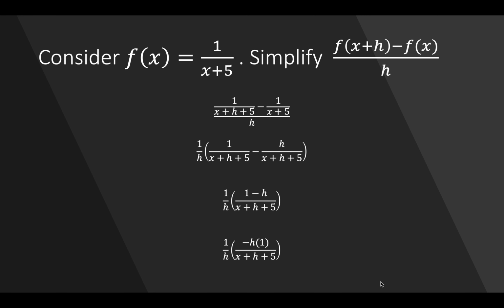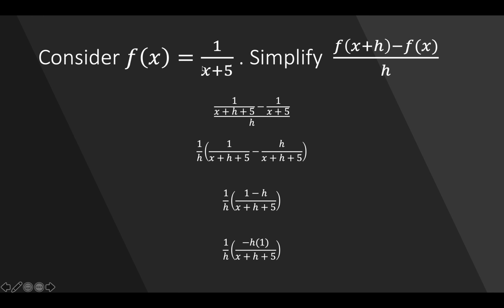For the first problem, it says consider f of x equals 1 over x plus 5. Simplify using the derivative definition, which is, again, f of x plus h minus f of x over h. What this is really telling us is that you should plug in x plus h anywhere you see an x. So this is the function that we will be using, and for the first one we want to plug in x plus h anywhere we see an x.